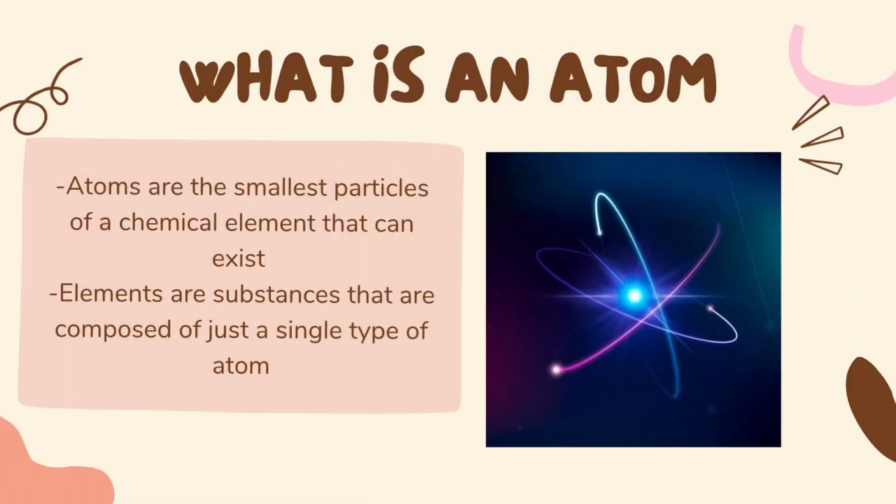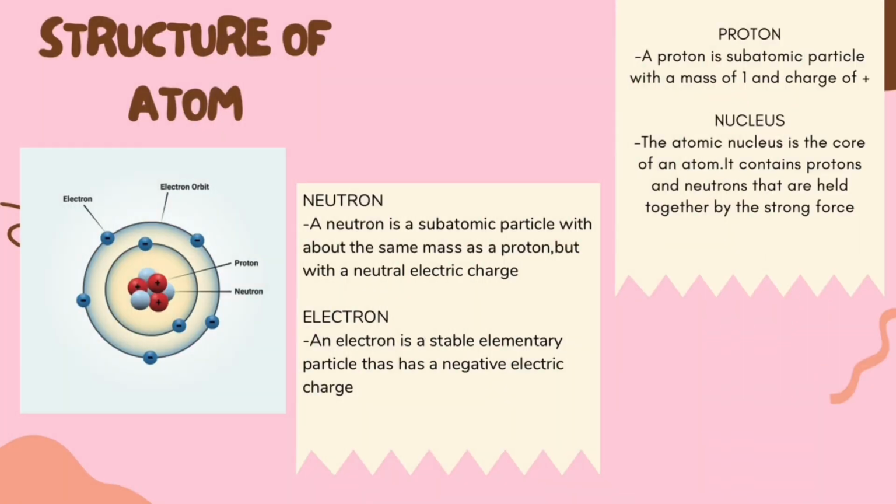What is an atom? An atom is the smallest particle unit of matter that possesses the properties of the chemical element. Elements are substances that are composed of just a single type of atom. Structure of atom: an atom consists of a central nucleus that contains protons and neutrons. Protons are positively charged and neutrons have no charge, and this makes the nucleus overall positively charged. Much like how the sun has planets orbiting it, the nucleus has electrons orbiting. Electrons have a negative charge.